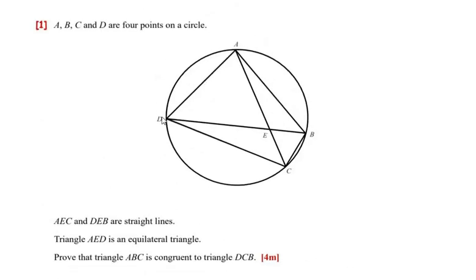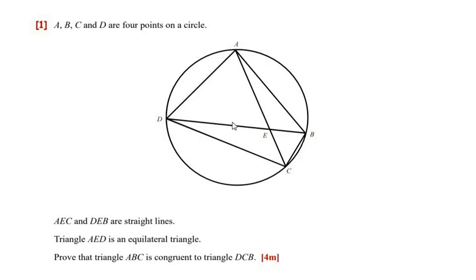A, B, C, D are 4 points on a circle. AEC and DEB are straight lines. Triangle AED is an equilateral triangle. Prove that triangle ABC is congruent to triangle DCB.